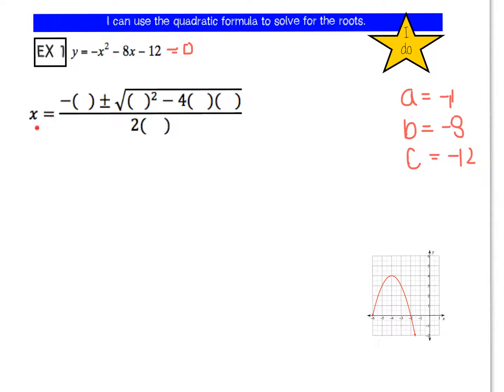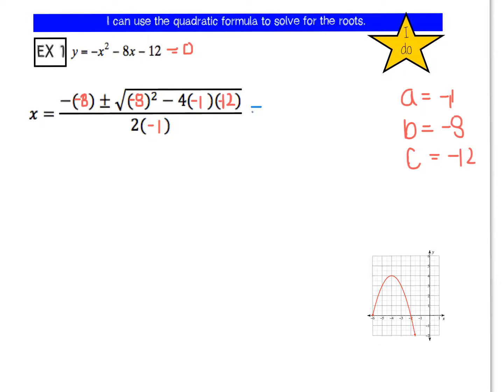So I always like to write x equals the opposite of whatever b is, plus or minus the square root of whatever b squared minus 4 times whatever a is times whatever c is, all over 2 times whatever a is. And then how do my numbers fit into the quadratic equation? So opposite of b, so I'm going to plug in -8 plus or minus the square root of b squared, so -8, minus 4ac, all over 2a.